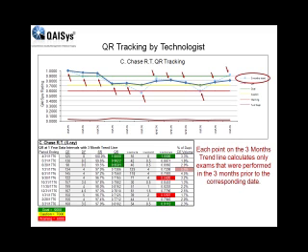Each point on the 3 months trend line calculates only exams that were performed in the 3 months prior to the corresponding date. This enables us to observe recent trends and is useful for setting short-term improvement goals.